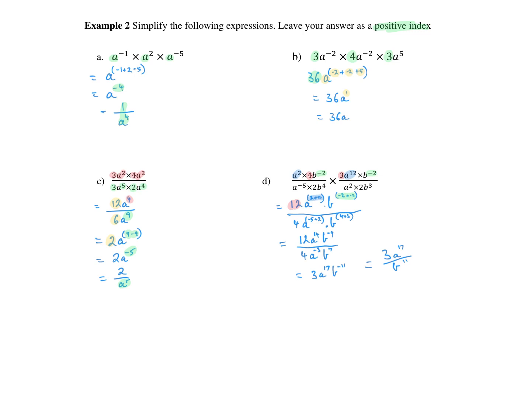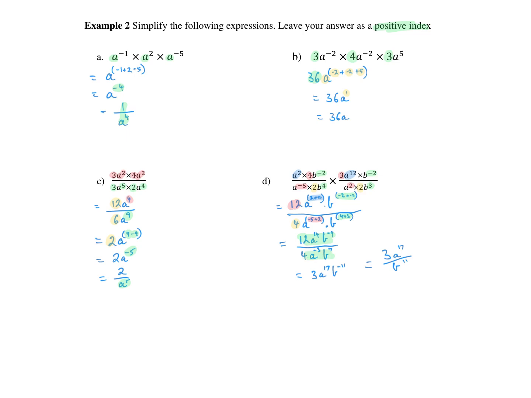Let's come down into the denominator. I've got 2 times 2, which is 4. I've got a to the minus 5 times a squared. Add the powers, -5 plus 2, which will be a to the -3. And then I've got b to the 4 times b to the 3. Add the powers, I get b to the 7. So there's my simplified version, numerator, denominator.